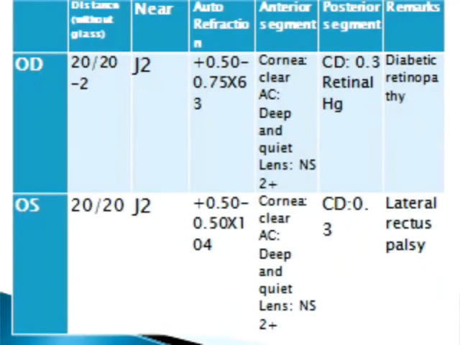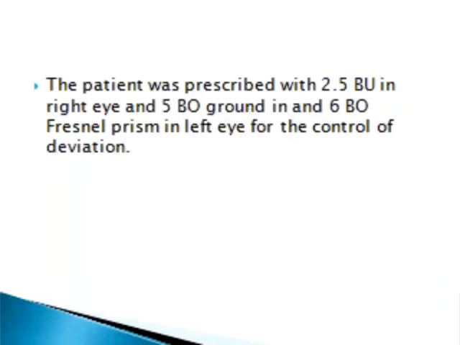Anterior segment: cornea clear and deep quiet lens for OD, and for OS cornea clear and anterior chamber is deep. Posterior segment: in OD retinal hemorrhage noted, and in OS the CD ratio is 0.3. The remark is diabetic retinopathy in OD and lateral rectus palsy in OS.